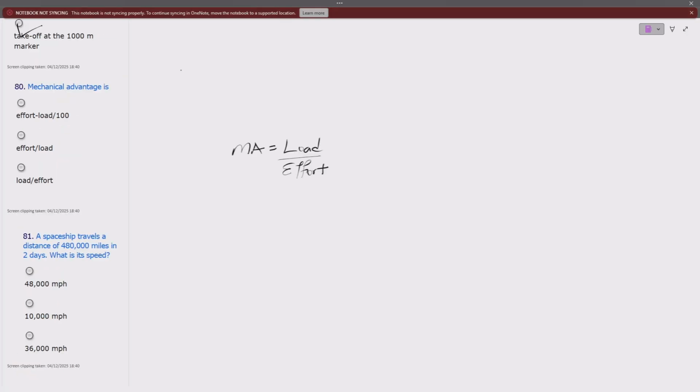Right, so question number 81. A spaceship travels a distance of 480,000 miles in 2 days. What is its speed?